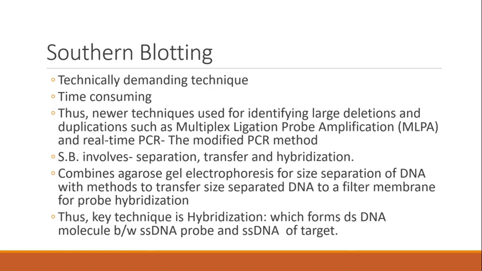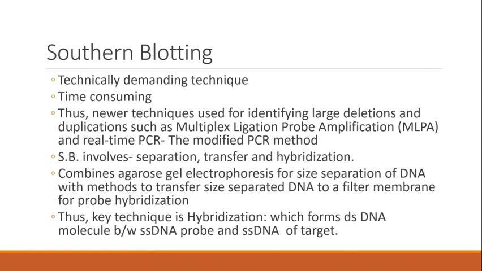So what you do in this technique is the separation, the transfer, and the hybridization. If hybridization takes place, you see the blotting pattern, and then you see whether there's some deletion in terms of the binding sequencing, if there's any duplication or any form of aberration visible, right? Now it combines the agarose gel electrophoresis for size separation of DNA with the methods to transfer the size separated DNA to a filter membrane for the probe hybridization.